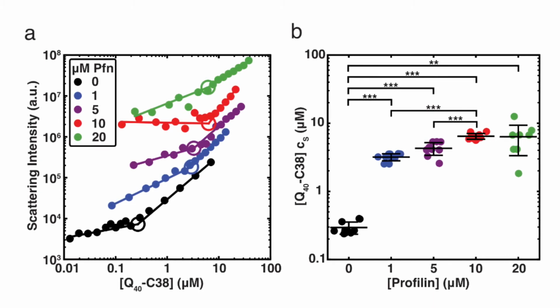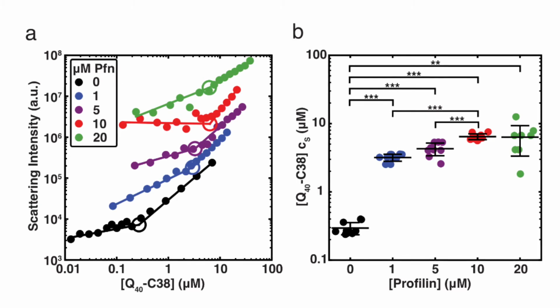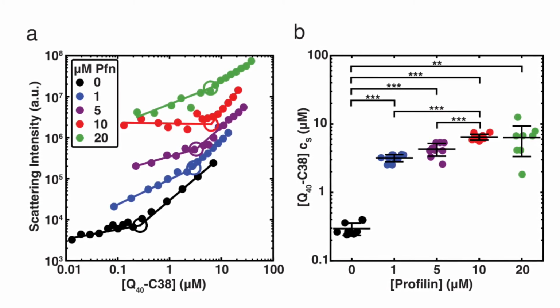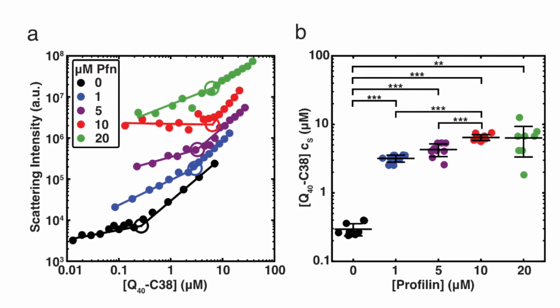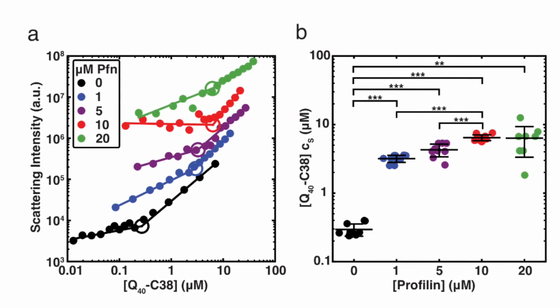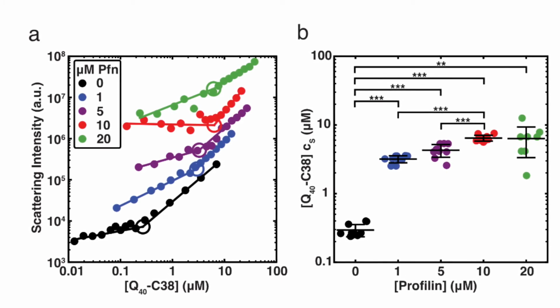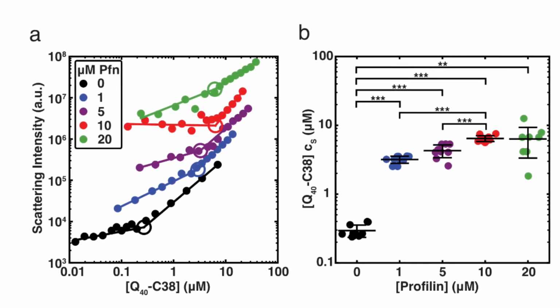Figure 3b is composed based upon the same experiment, but plots the concentration of Q40C38 as a function of the profilin concentration. Both graphs denote an increase in Q40C38 concentration, or CS, as the profilin concentration increases. The increase in CS suggests that profilin has the ability to destabilize the S phase. Now, what does this mean exactly?